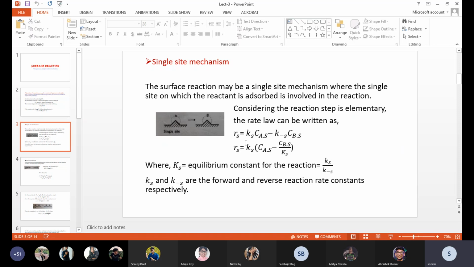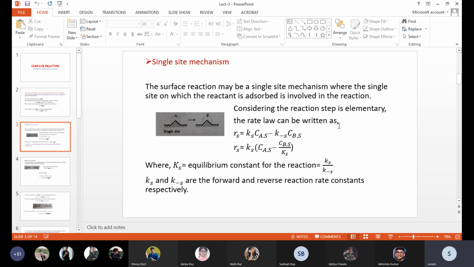Here you see the picture. I have shown the single site on which A is adsorbed, which is converted to B on that site only. So one single site is involved in the reaction on which the reactant is adsorbed. Considering the reaction step is elementary, elementary means only a single step and goes according to the stoichiometry. That means what is the reaction step? Reaction step is A·S to B·S. So it is a reversible step.